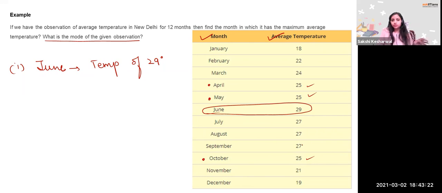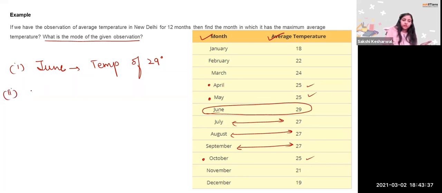the average temperature remains what, beta? 25. Now you see that in the month of July, in the month of August, and in the month of September, the temperature is what, beta? 27, right? And that 25 is the second part. So what will be your mode? Your mode is going to be what, beta? 25 and 27, right or not?